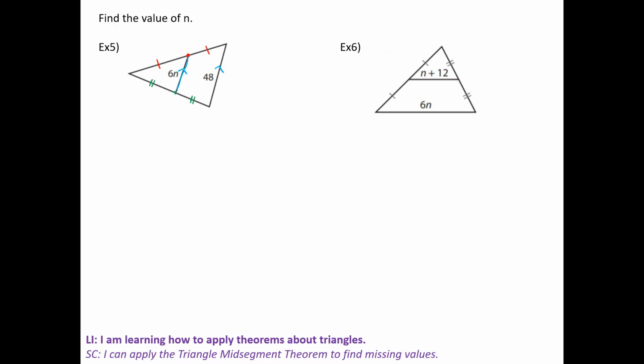All right, the other thing I know in terms of finding the value of n is that it takes 2 mid-segments to equal the parallel side. So notice I just filled it out. 2 times the mid-segment, which is 6n, equals the parallel side. Then I'll go ahead and multiply. I get 12n equals 48. Divide both sides by 12, and we get n equals 4.